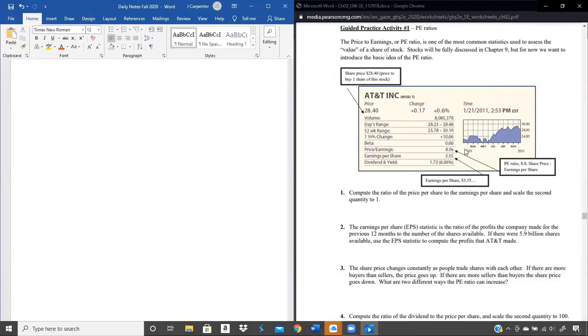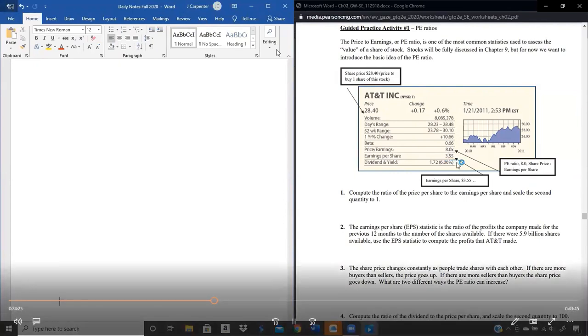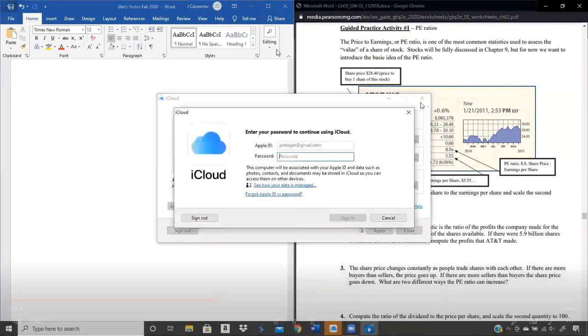Price to earnings. So this is the literal PE ratio. The X, you kind of ignore. It just says it's 8. The earnings per share, or EPS, is 3.55. Dividend and yield. So the dividend says they're paying $1.72 per share, which is 6.06% of a dividend yield. These two numbers are actually tied to each other, and we're going to show that.